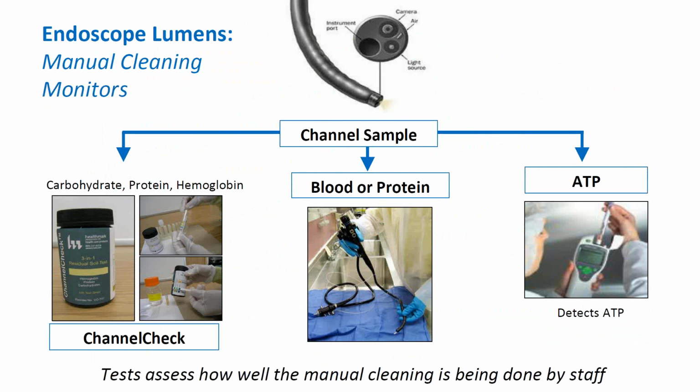All right, this slide shows you some different photos of methods that are available to assess your cleaning and to verify that cleaning has been done properly. So we have a sample from the channel, and we can test that for protein, carbohydrate, and hemoglobin, and there's one test method available on the left there that's called channel check, and test for all three of those soils together in one flush sample. Then we also have samples in the middle photo there where you can test for residual protein or blood. And then we also have ATP systems that are available that will measure any residual adenosine triphosphate in the sample that you've collected. Next slide.